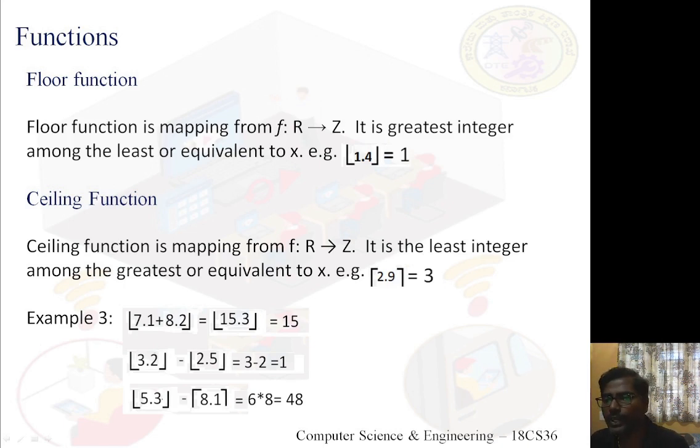For the ceiling function f, the input is x, which is a real number. The output is an integer, which is the least integer among those greater than or equal to x. So look at an example, the ceiling function of 2.9. You list all integers greater than or equal to 2.9.